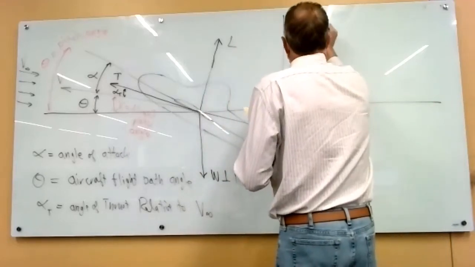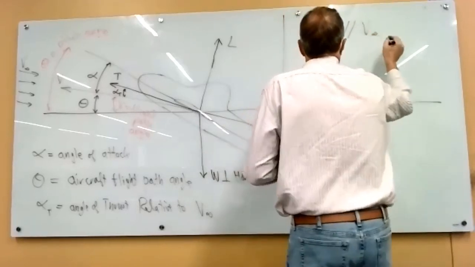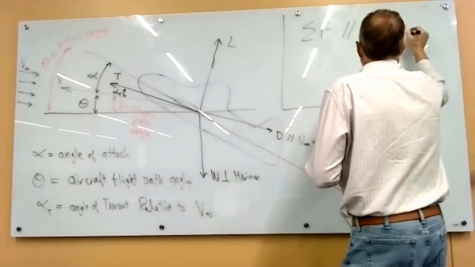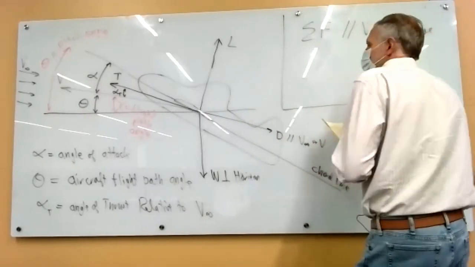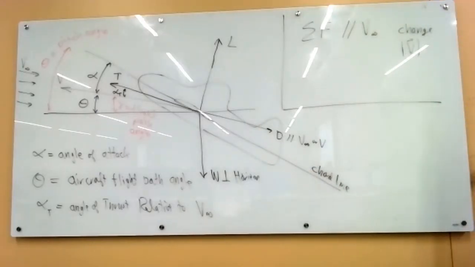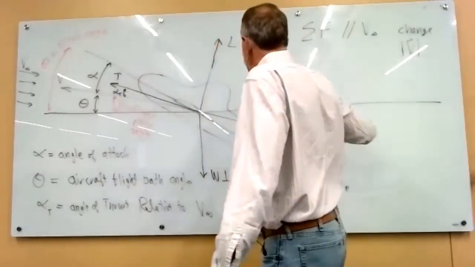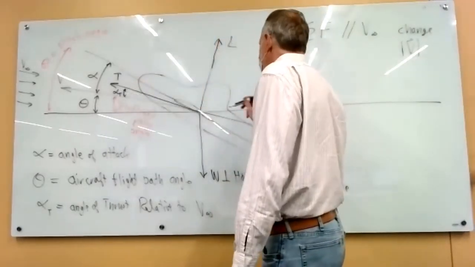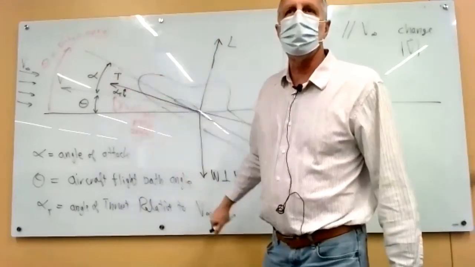All right, so the sum of the forces parallel to V infinity change the magnitude of the velocity vector. Either speeds the airplane up or it slows it down, right? If thrust is right along the velocity vector and drag is that way, if you have more thrust than drag, then you speed up. If you have less thrust than drag, you slow down.